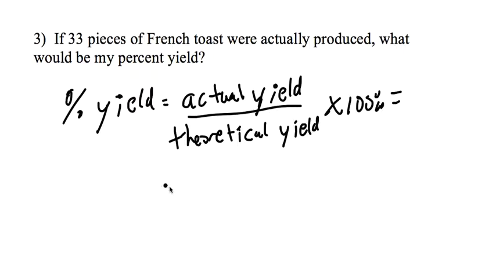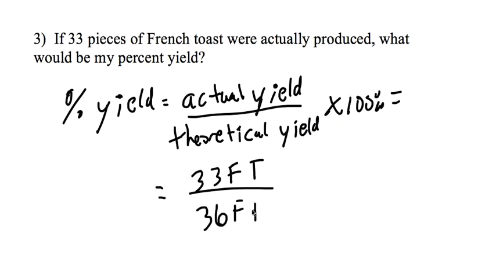So in this case, if I was going to plug in my data, 33 pieces of French toast, I'd have to give that to you. Or in a lab, you would have to actually find an actual yield. But if it's a problem on a quiz or a test or a worksheet, I have to give you the actual yield. Theoretical yield you can get from using stoichiometry, like we just did. So I multiply that by 100%, and I believe it gives me 92% yield in this situation.